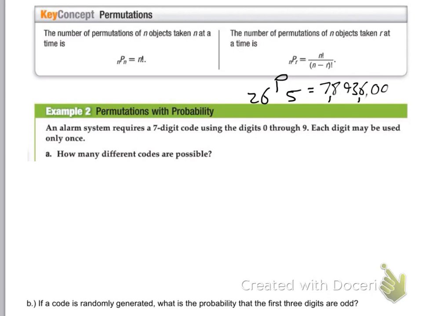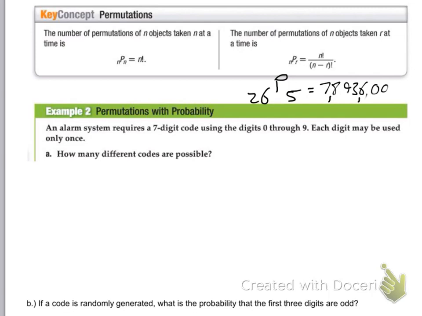So, an alarm system requires a 7-digit code that uses 0 through 9. Each digit may be only used once. That's kind of nice. How many different codes are possible? Let's use permutation notation, because the order does matter. I put a code in, then I can put another number in, right? So, I'm using 7 digits out of how many? 9. No. 10. 10, because 0 is one of them. So 1 through 9 and 0.